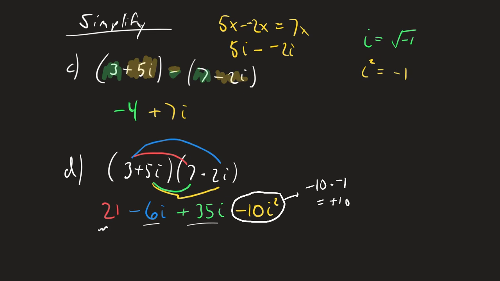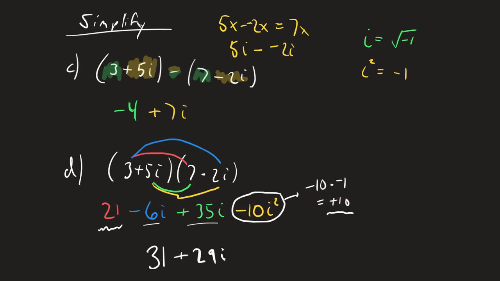And so what I have here is this 21 and this positive 10, that I can combine as well. So 21 plus 10 is 31. And then negative 6 plus 35, that's 35 minus 6, that's 29, so plus 29i. So never leave an i squared in an answer. They should always be simplified to negative ones.